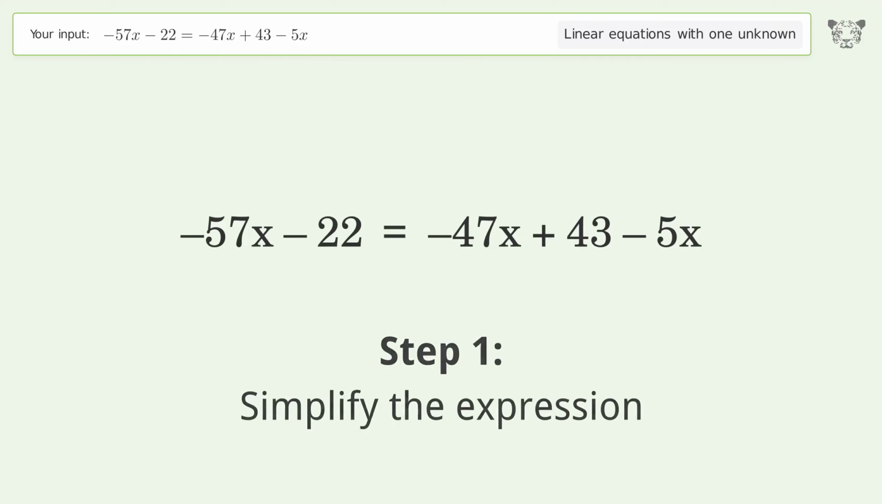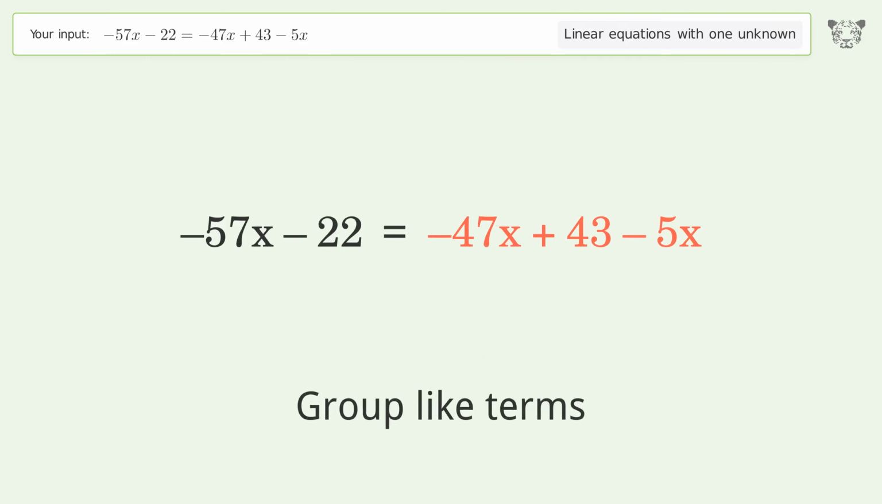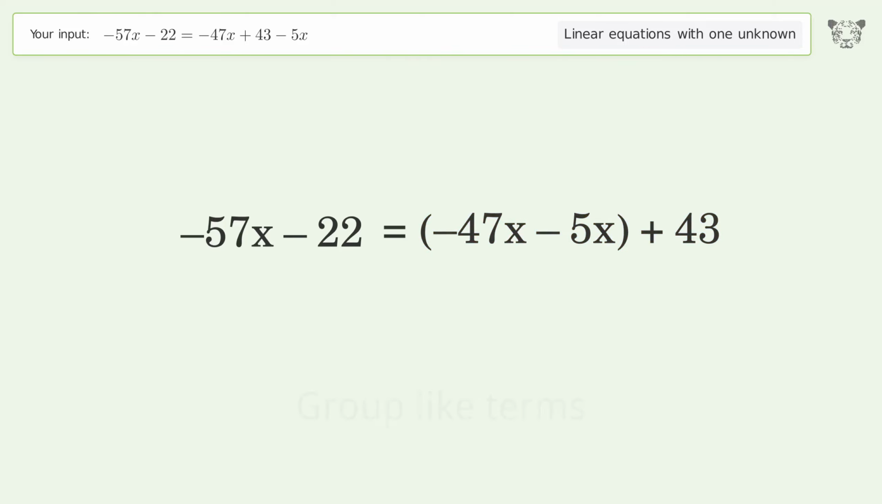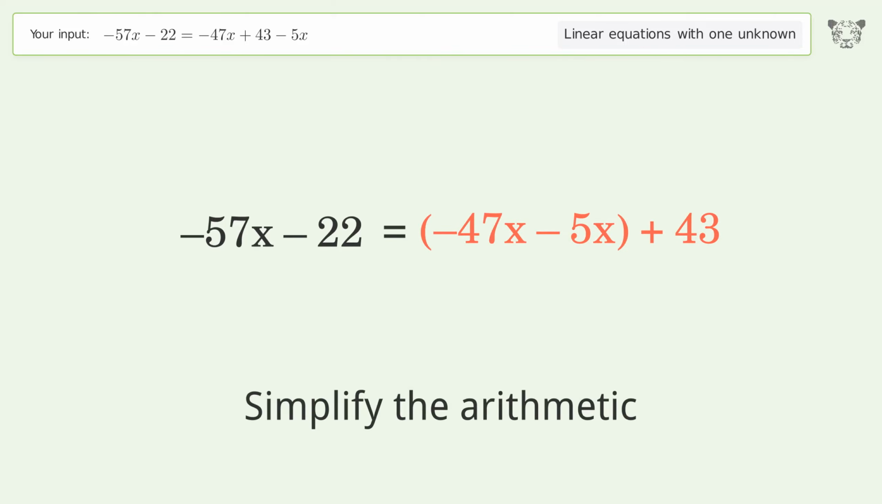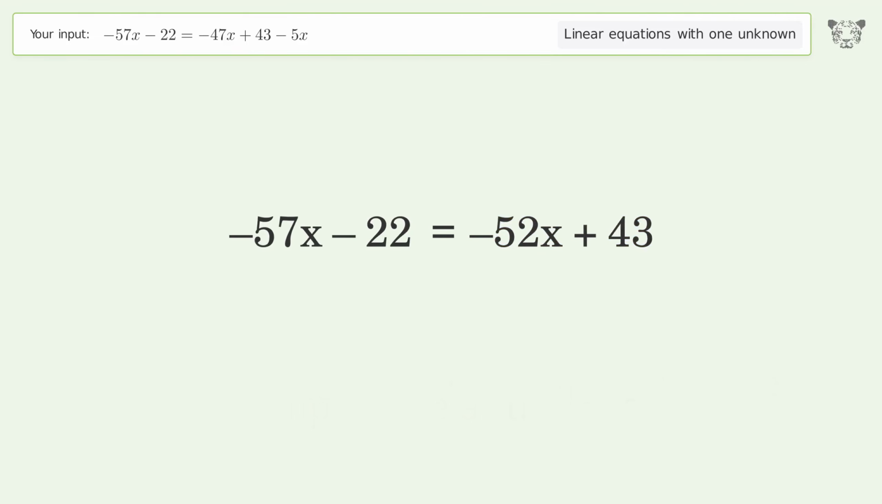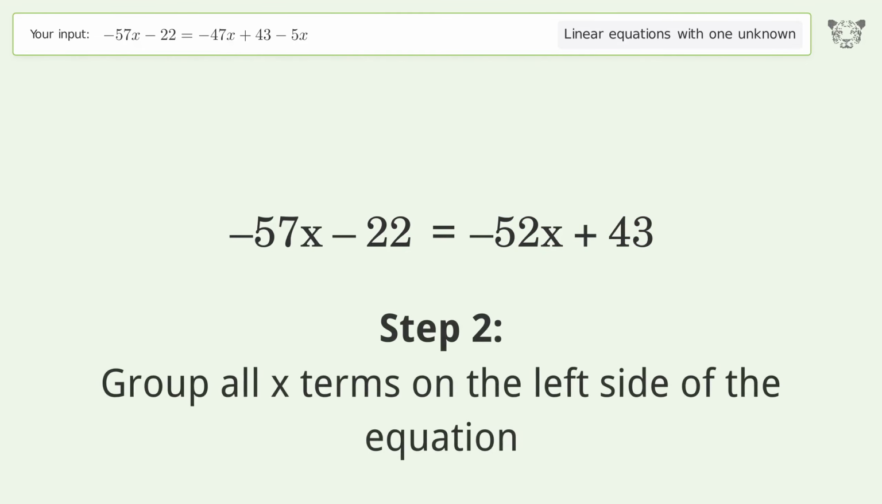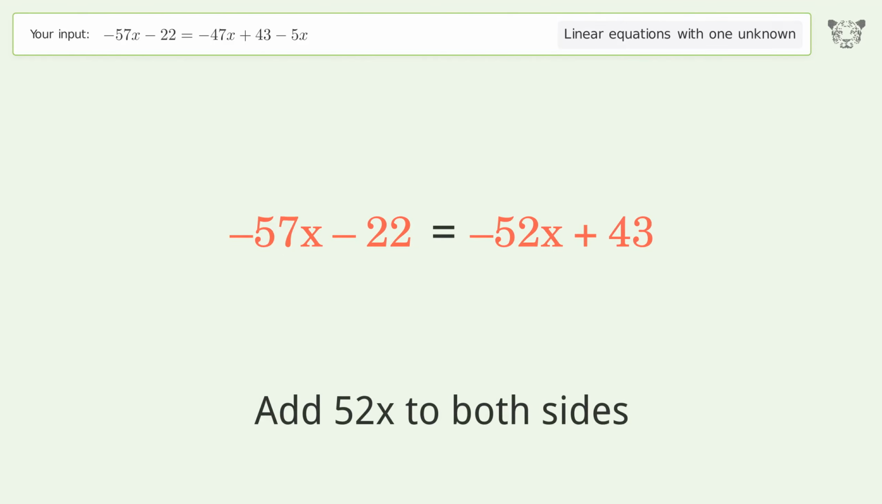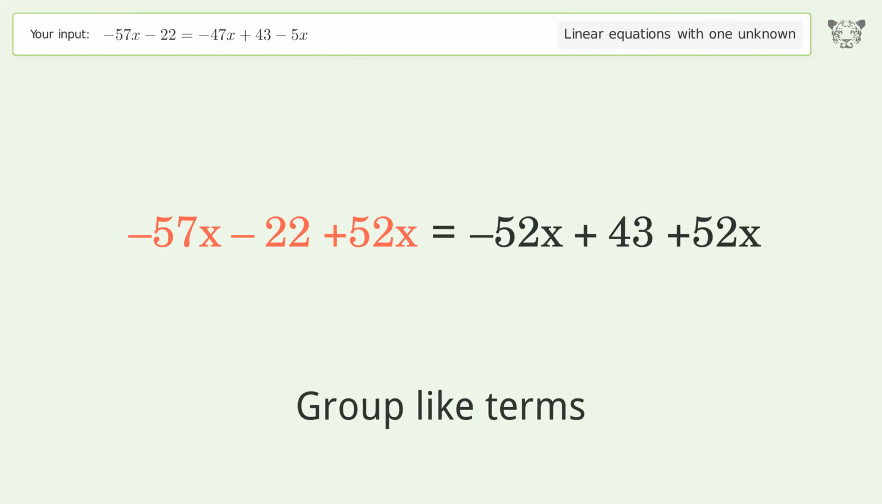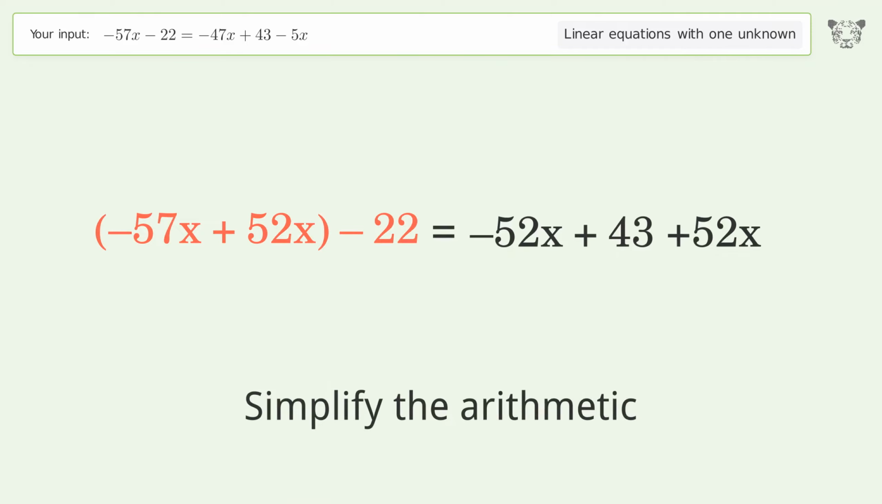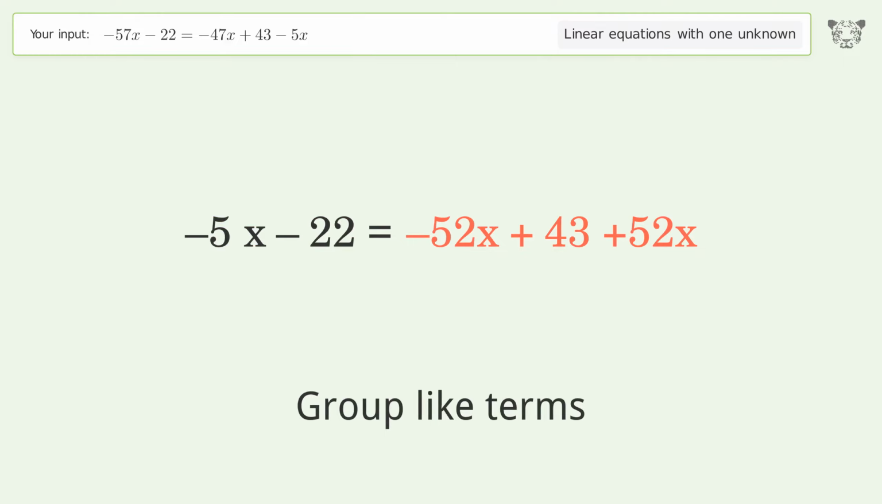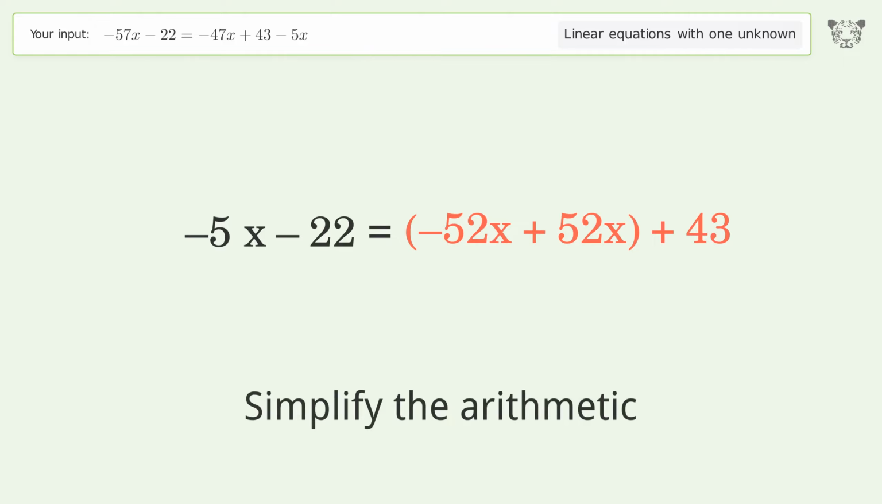Simplify the expression. Group like terms. Simplify the arithmetic. Group all x terms on the left side of the equation. Add 52x to both sides. Group like terms. Simplify the arithmetic. Group like terms. Simplify the arithmetic.